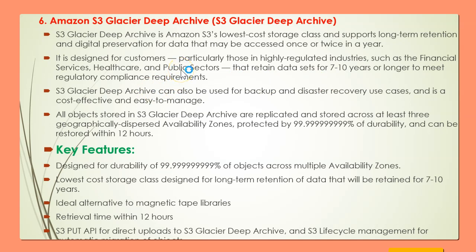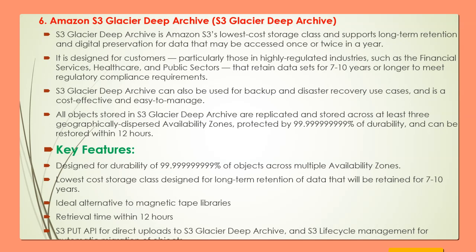S3 Glacier Deep Archive can also be used for backup and disaster recovery use cases, and is a cost-effective and easy to manage solution. All objects stored in S3 Glacier Deep Archive are replicated and stored across at least three geographically dispersed availability zones, protected by 11 nines of durability, and can be restored within 12 hours. So you have to put the request in advance, at least 12 hours in advance.